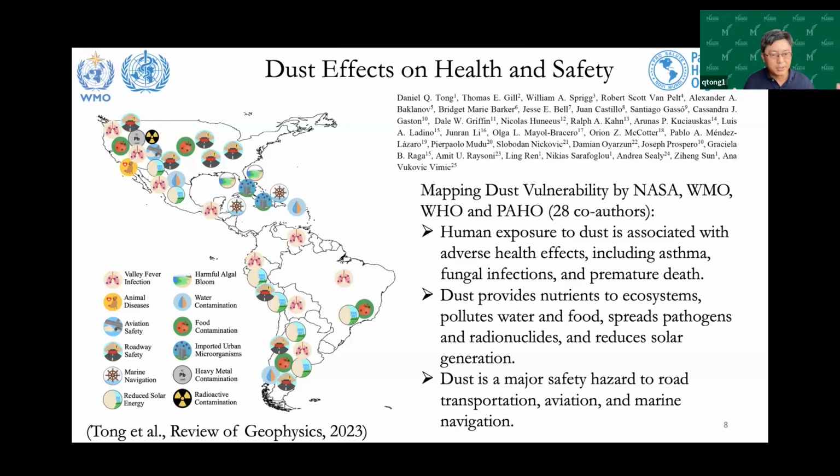And we also have marine navigation problems because of visibility and strong wind. Solar energy, we have harmful algal blooms, and it's also causing water contamination, food contamination, and it's going to import microbes into the cities. In some parts of the desert, heavy metal contamination is a big problem, such as the Salton Sea in South California. And also because we have this historical nuclear test site, sometimes it brings radioactive contamination to the city if it's blown from that region.